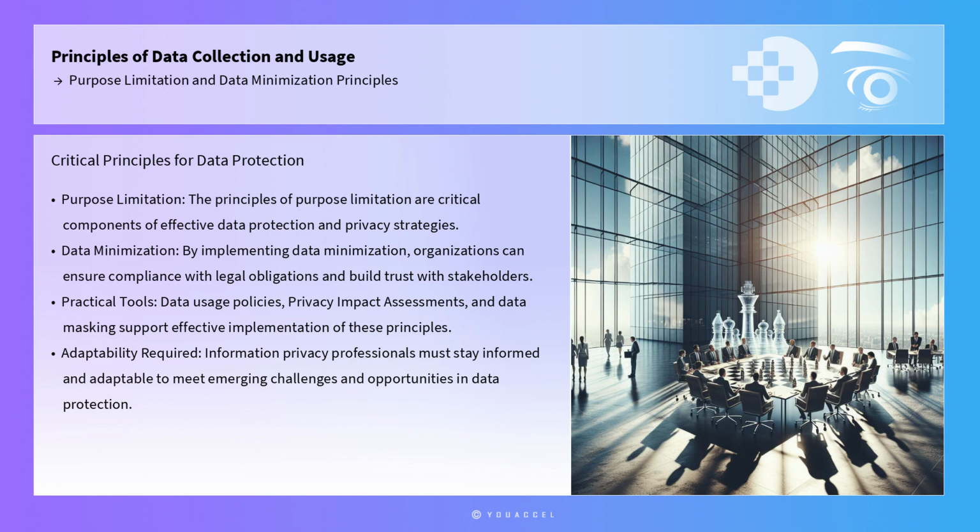In conclusion, the principles of purpose limitation and data minimization are critical components of effective data protection and privacy strategies. By implementing these principles, organizations can not only ensure compliance with legal obligations, but also build trust with their stakeholders. Practical tools such as data usage policies, privacy impact assessments, data masking, and data retention policies can support the effective implementation of these principles, helping organizations address real-world challenges and enhance their proficiency in data protection.